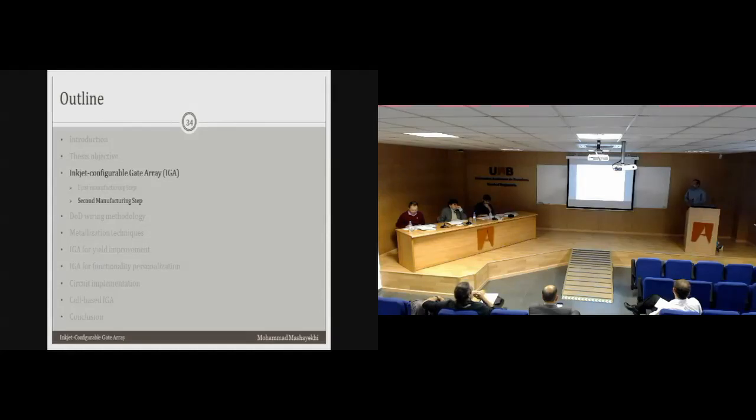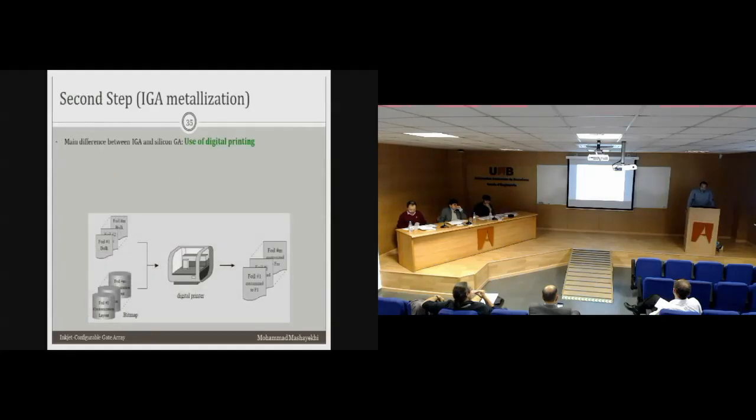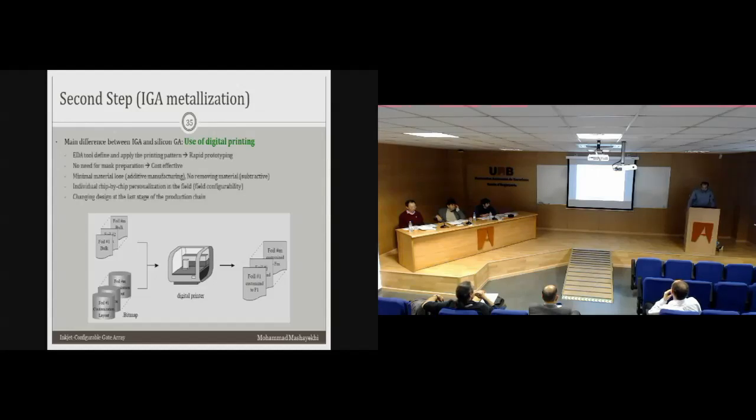So what is the second step in the inkjet-configurable gate array? The second step is the metallization of the IGA. What is the main difference between metallization of the silicon gate array and metallization of inkjet configurable gate array? The main difference is use of digital printing. By using digital printing techniques, we can use EDA tools to define and apply the metallization pattern. So we don't need to design and prepare a new mask, which is kind of the most expensive part in complex technological processes. So it is cost effective and it is rapid prototyping.